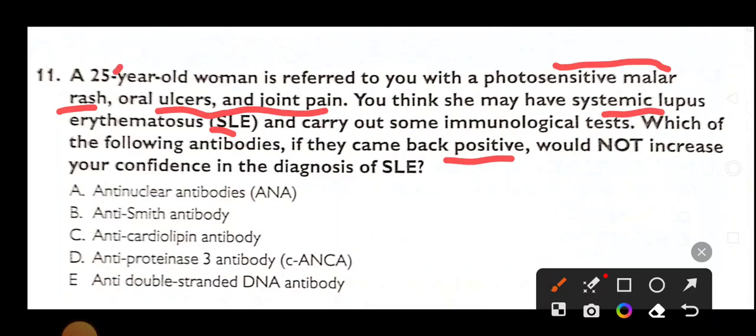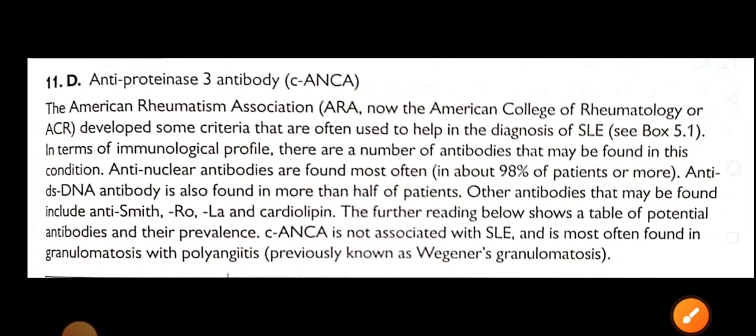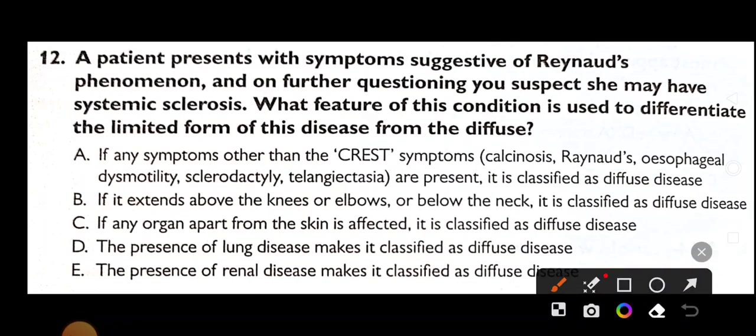So guys, the answer here is C-ANCA. Why? Because C-ANCA is not positive in SLE. In which disease is this positive? In vasculitis, that is Wegener's granulomatosis. So hope it's clear now.